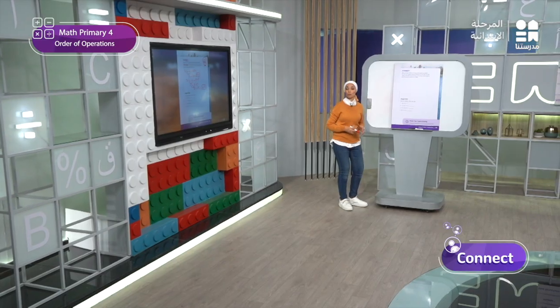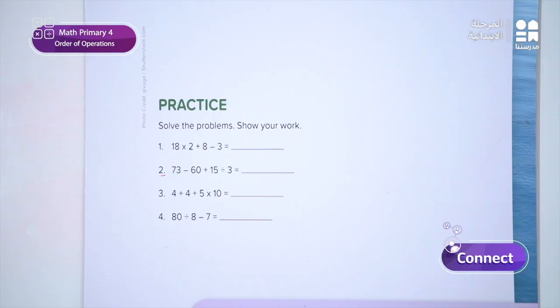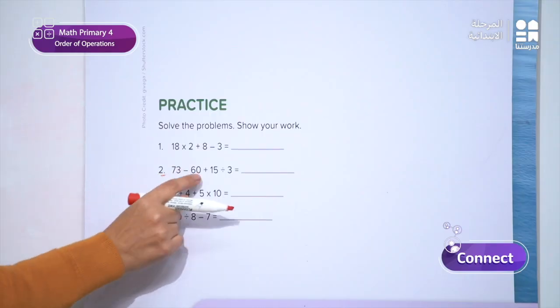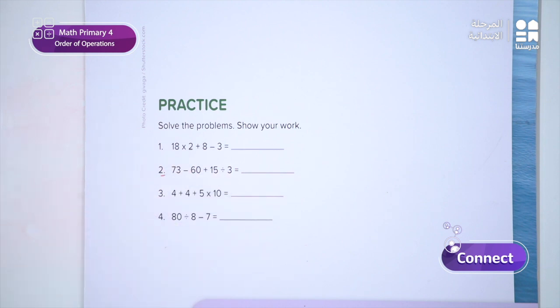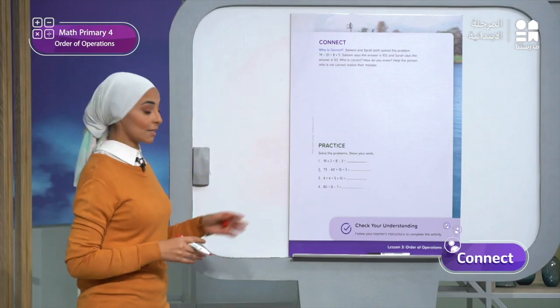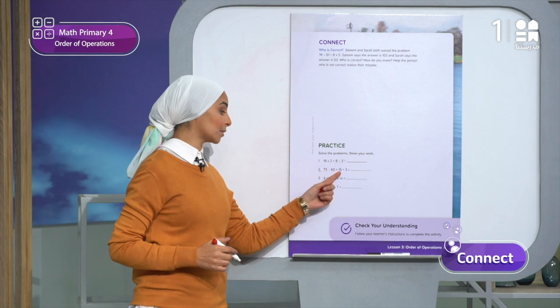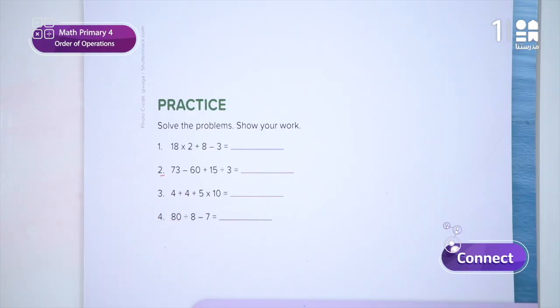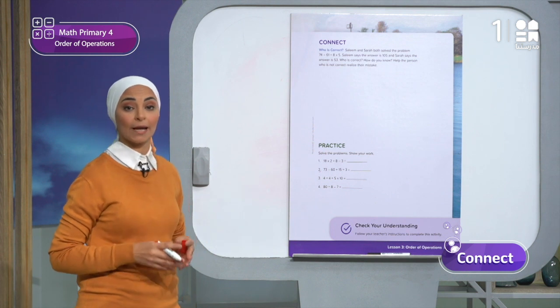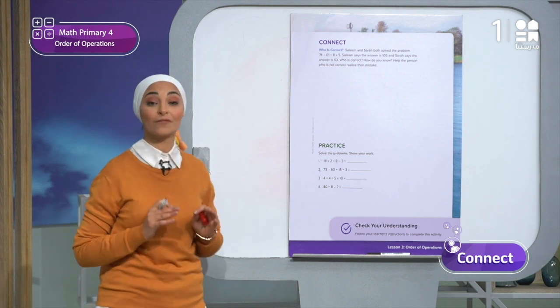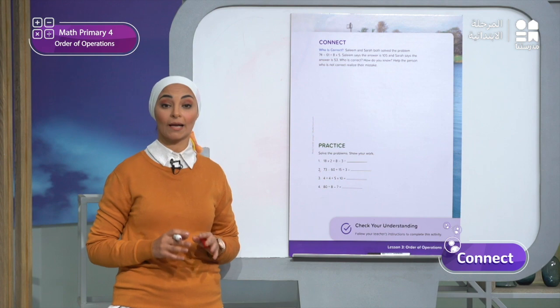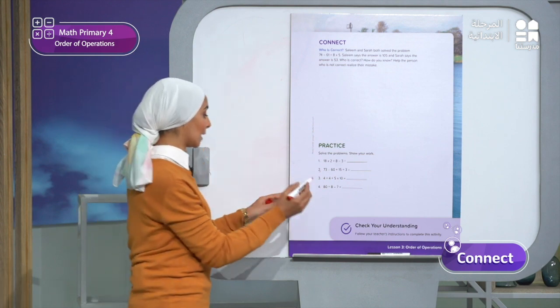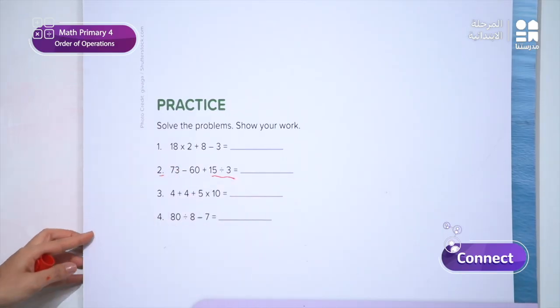And now let's solve problem number 2. Here in problem number 2, 73 minus 60 plus 15 divided by 3. In this problem we will find division, addition and also subtraction. Okay, it involves division, subtraction and addition. We will solve the division problem first. The first thing I will solve is the division problem, which is 15 divided by 3.